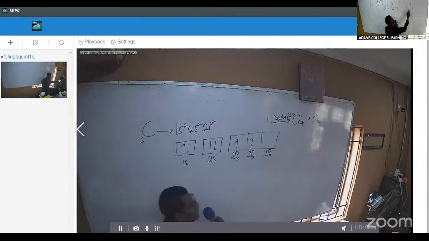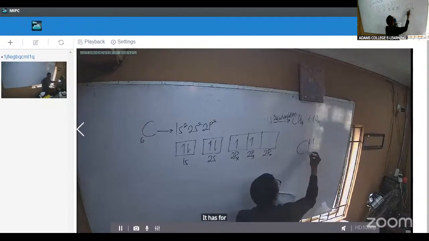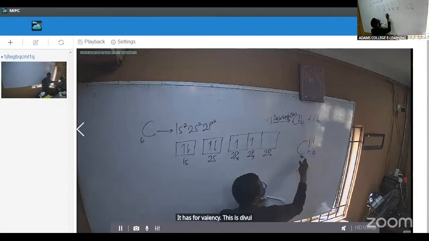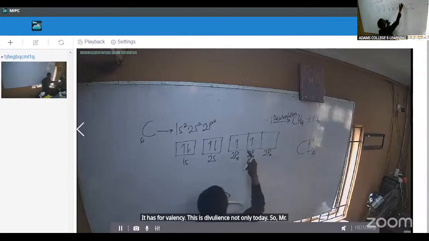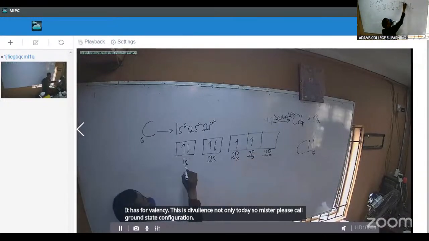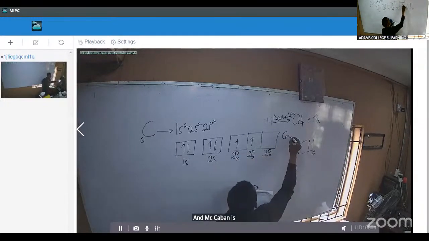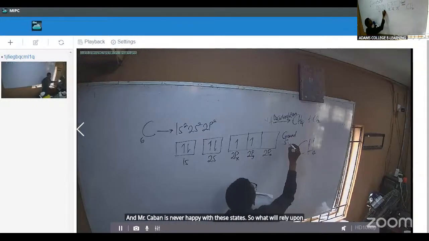It has a valency of 4. This is divalent, now only 2 here. So this is called the ground state configuration. And Mr. Carbon is never happy with this state. So what will happen? You will now promote this one.